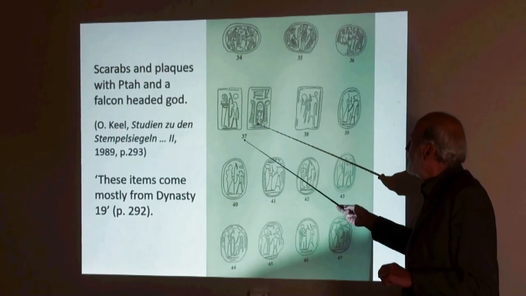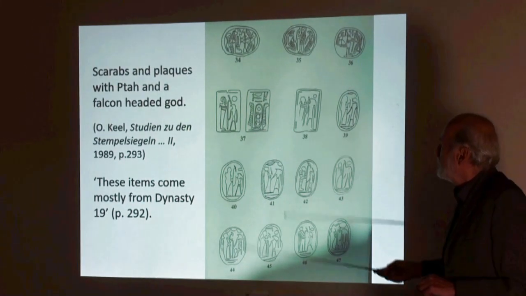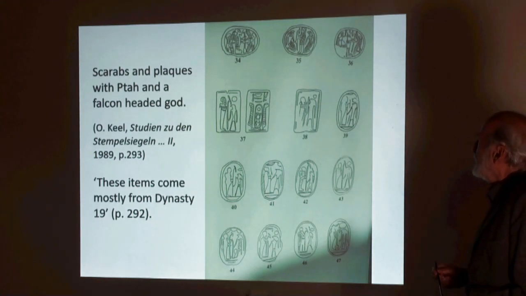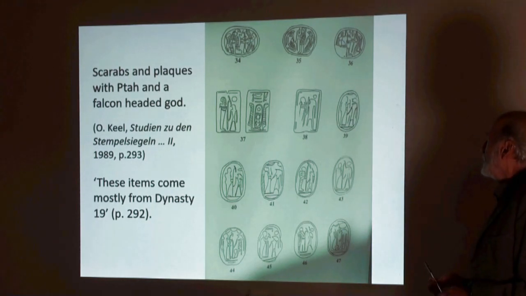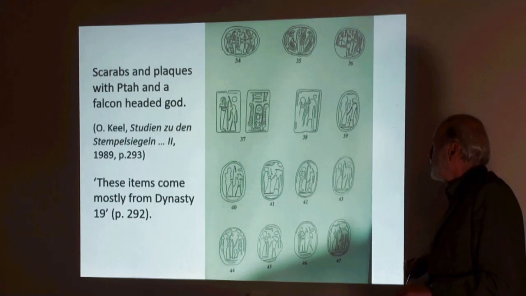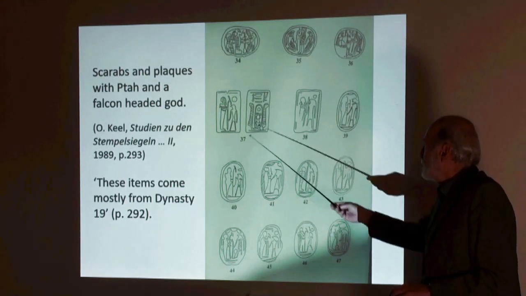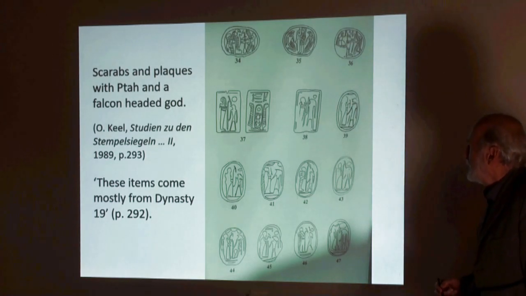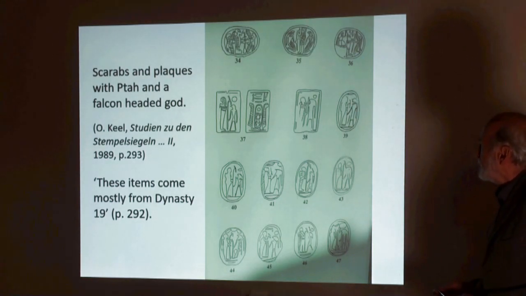The cartouche is Menkheperre, the throne name of Thutmose III of the 18th dynasty. But that name was used long after his time. It was a very popular name. And both these two plaques were found in a 19th dynasty context.